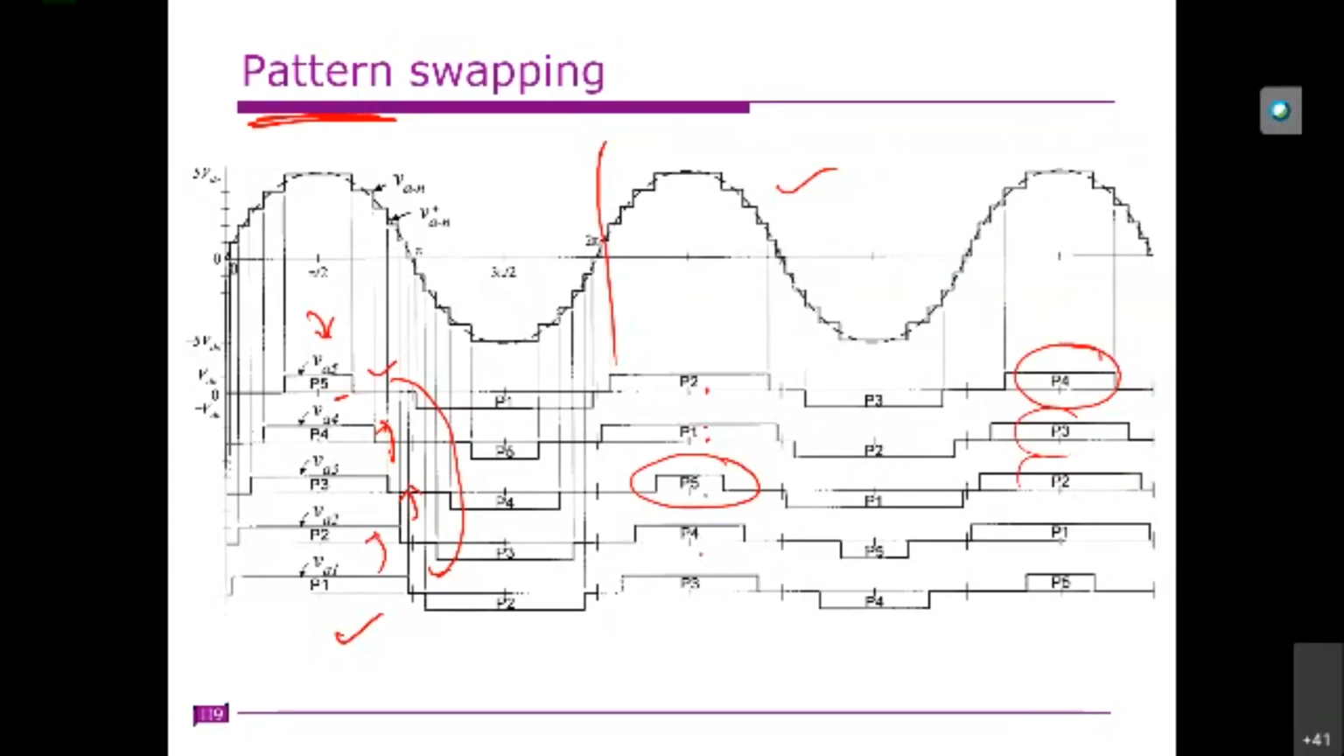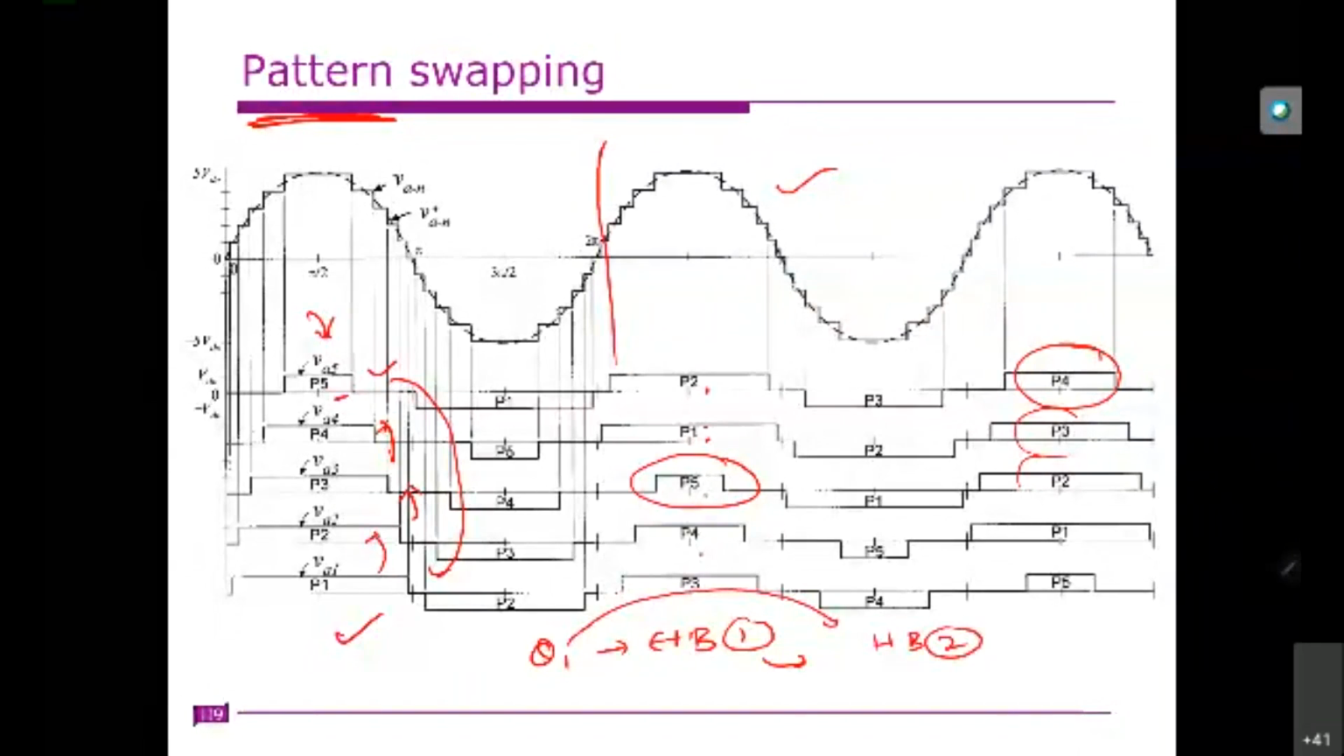Whatever angle theta1 is calculated for cascaded H bridge 1, in the next cycle this theta1 goes to H bridge 2. In the subsequent cycle it goes to H bridge 3, and so on. This is known as pattern swapping. It is useful to equalize the power delivered by all the H bridges. It will usually take N cycles, where N is the number of H bridges in cascade.